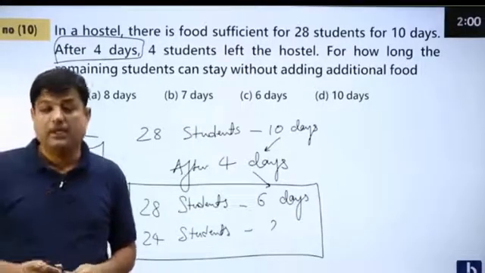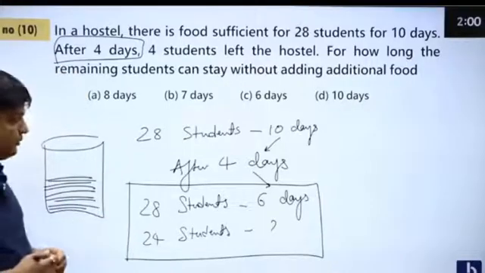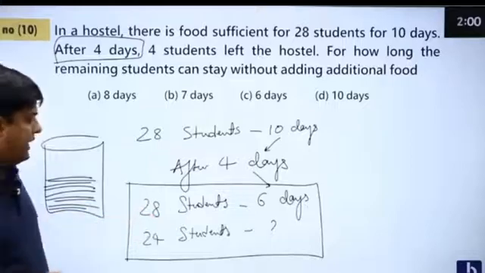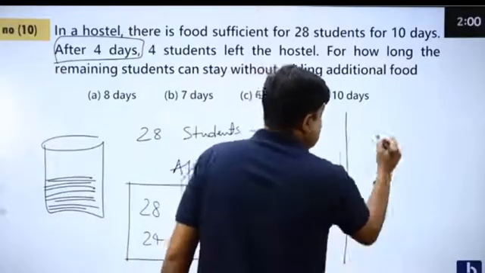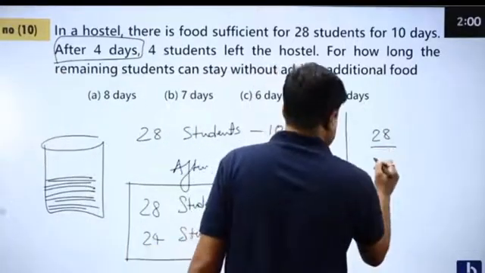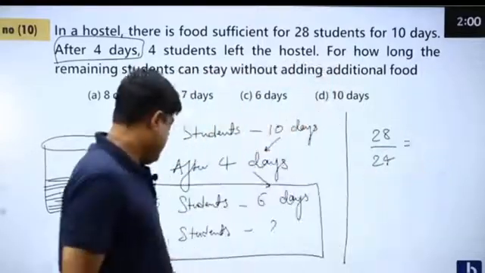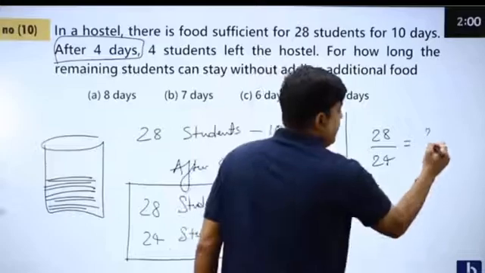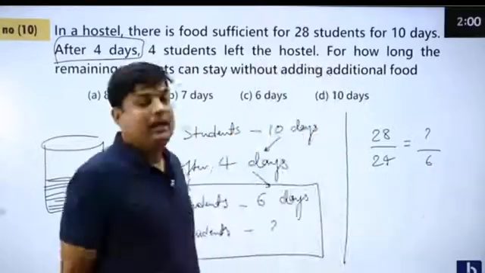Okay, now let's try to move forward, everybody. Now, how to do it? These are men, these are days. So m1 by m2 is equal to, not d1 by d2, d2 by d1. This is what the question mark divided by what? 6. I hope you're understanding that.